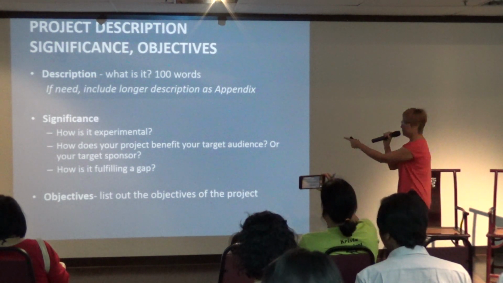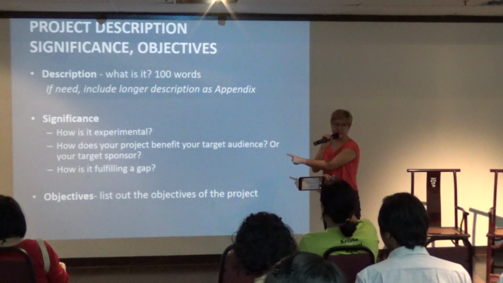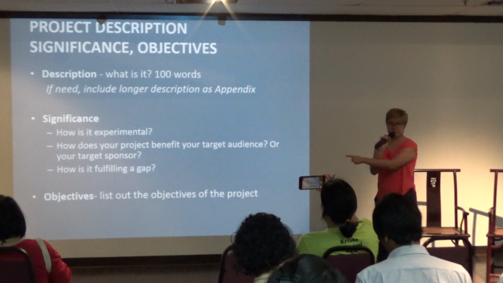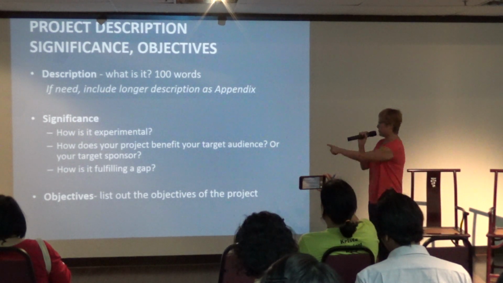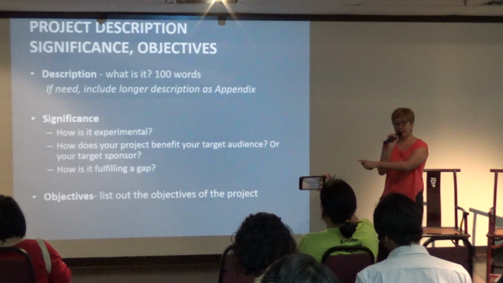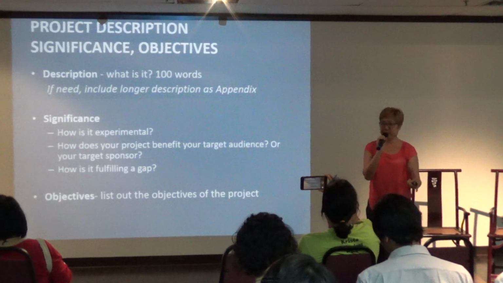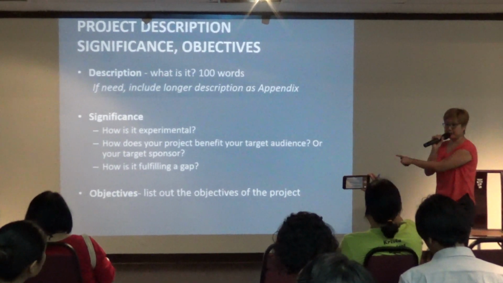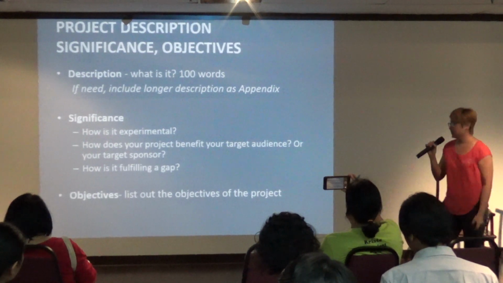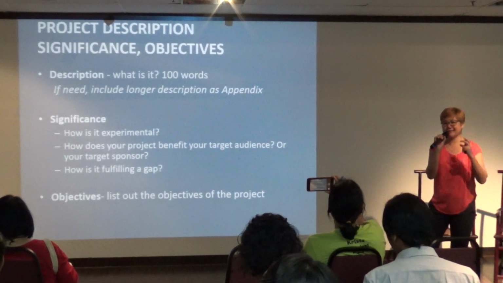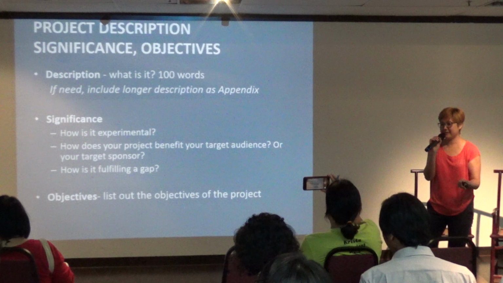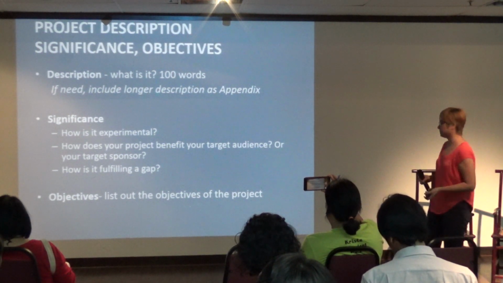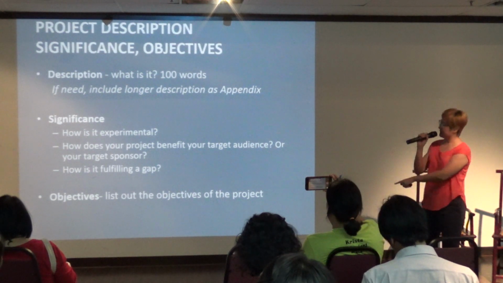And then think about why your project is significant. You say it's experimental. How is it experimental? If you say that your project is benefiting your community, how is it benefiting your community? And how is it benefiting your target sponsor? And how is it filling the gap? This is the significance of your project. Why it's important. Okay? And then the other part is objectives.